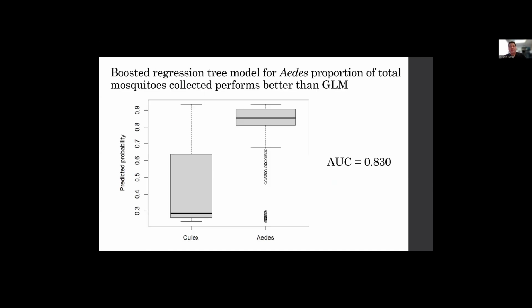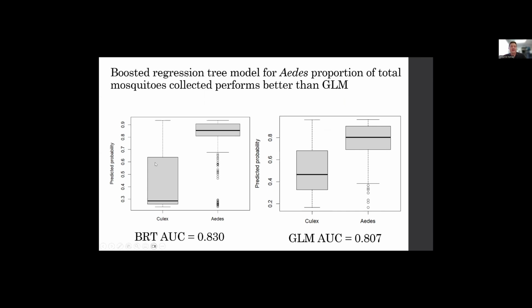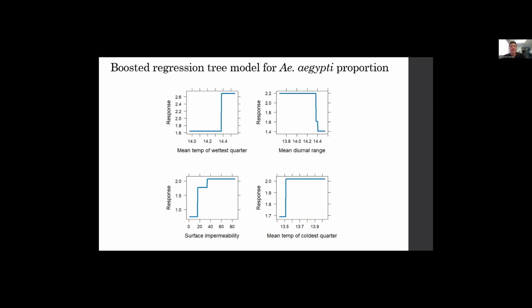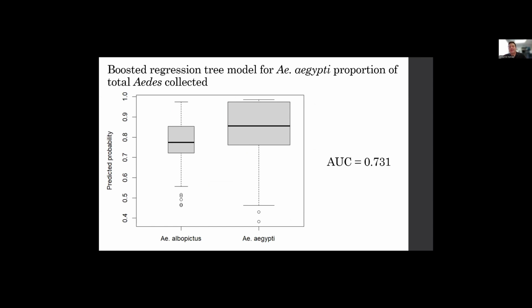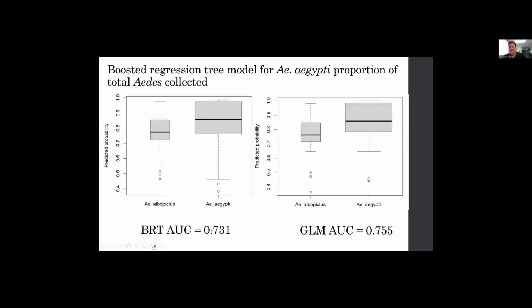And if you look at the predictive performance of this model, it does better than the GLM. And you can see more separation between the regions that were predicted for Culex versus Aedes, and the AUC is also higher. If we do the same thing for the Aedes aegypti versus Aedes albopictus, it's a bit more iffy. We have different highest contributing variables. And if you look at the whole model, it actually is pretty similar. And actually the AUC is worse. I think this has to do with when you break down the data for cross-validation and you have a low sample size, it doesn't really perform very well.